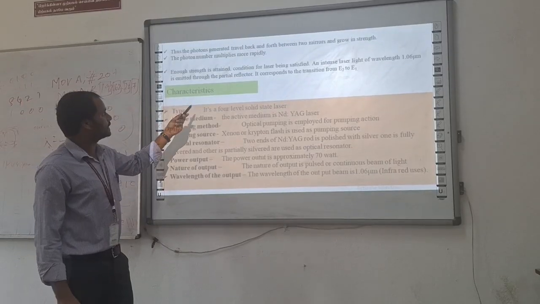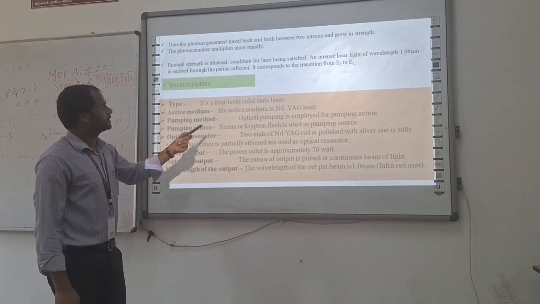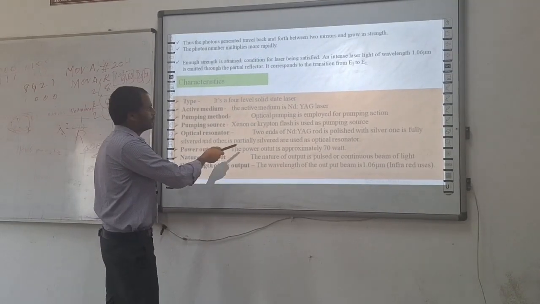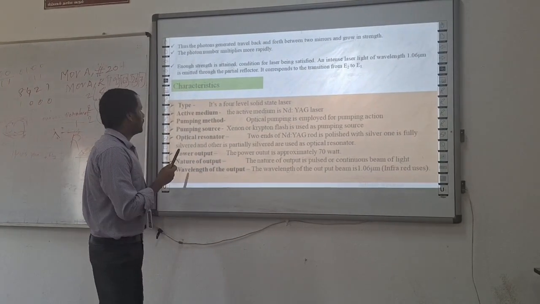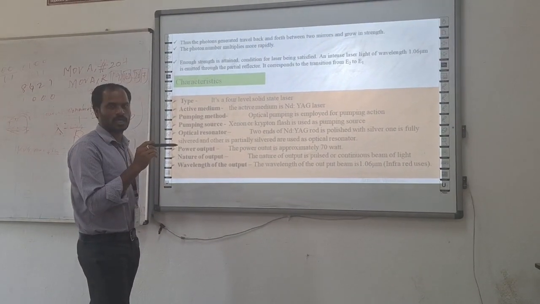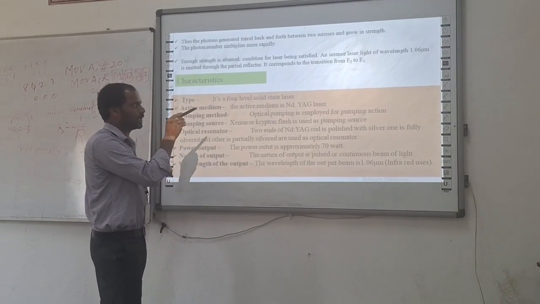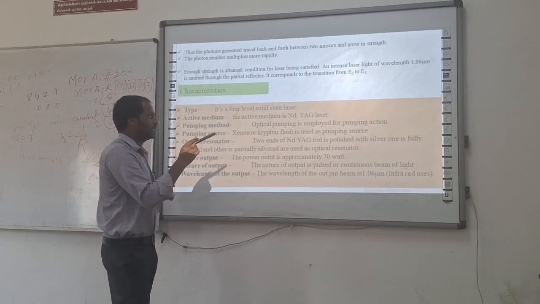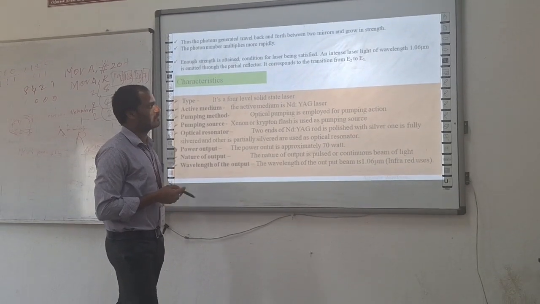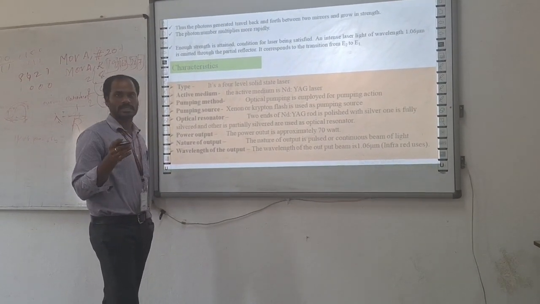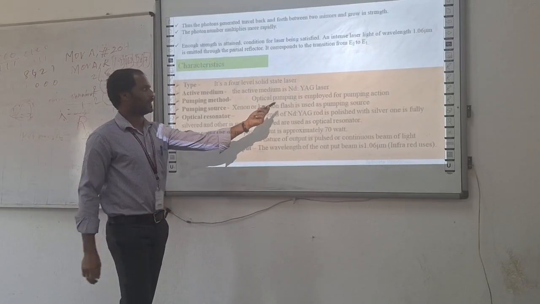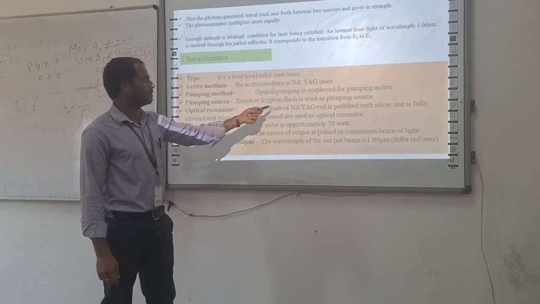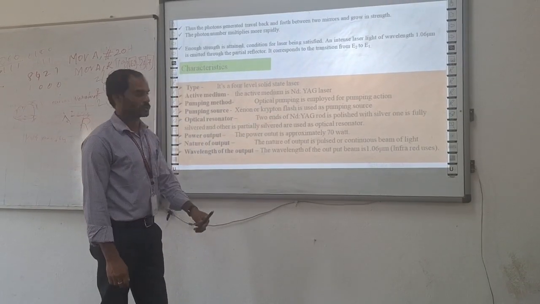Now the Nd:YAG laser characteristics. First, the type: it is a 4-level solid state system, as we already discussed. Another one is the active medium, which is the Nd:YAG rod. When we switch on the power supply, the krypton flash tube is also switched on, and it is a continuous process. The pumping method is optical pumping. The xenon or krypton flash tube is used as the pumping source.